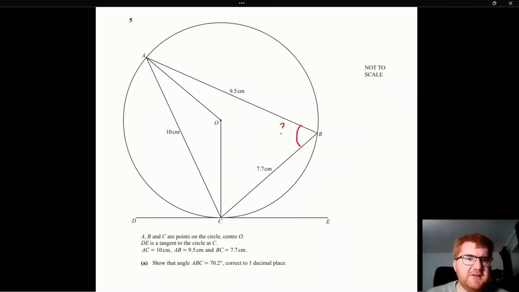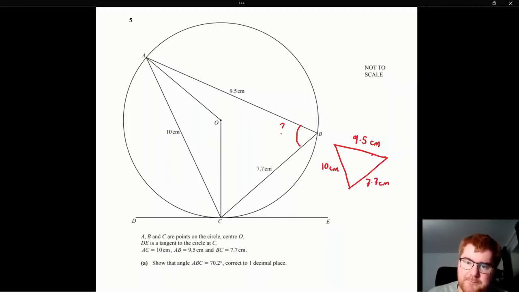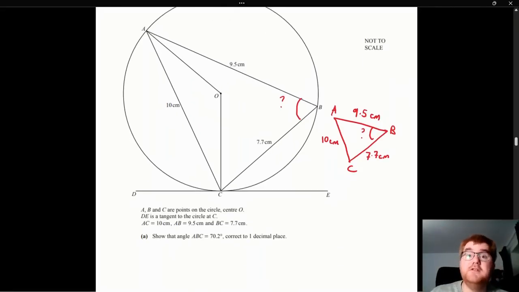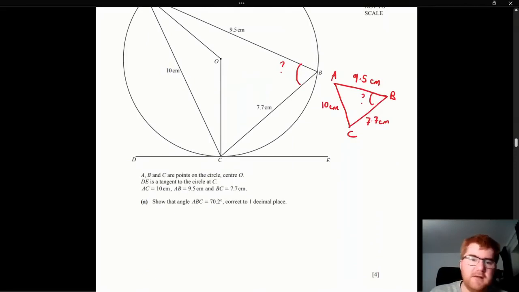Okay, well, if we draw this out separately, so ignore the circle for the time being. If I just draw this out, we have 10 centimeters here, we have 7.7 centimeters here, 9.5 centimeters here, and we're looking for an angle. Let's label this up A, B, and C. That means then that we've got three sides and looking for an angle. We're going to be using the cosine rule. Again, being able to recognize that is very, very important.